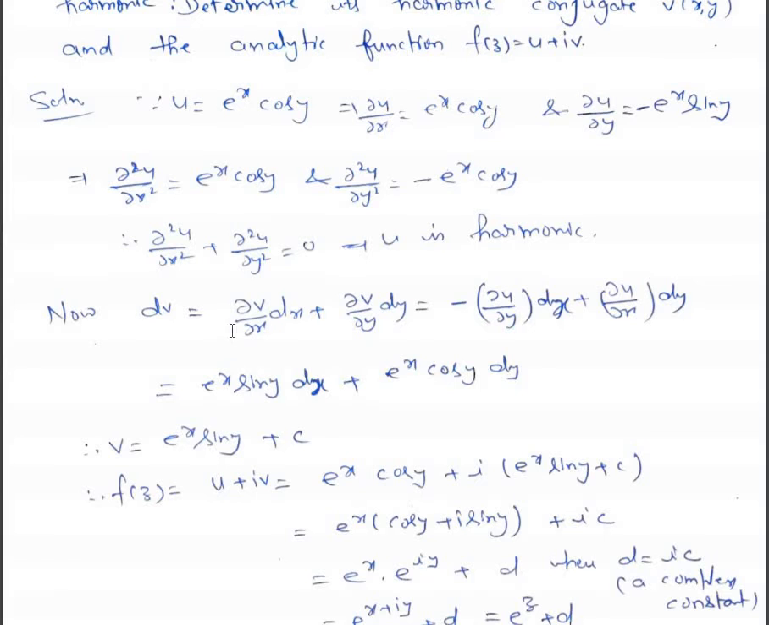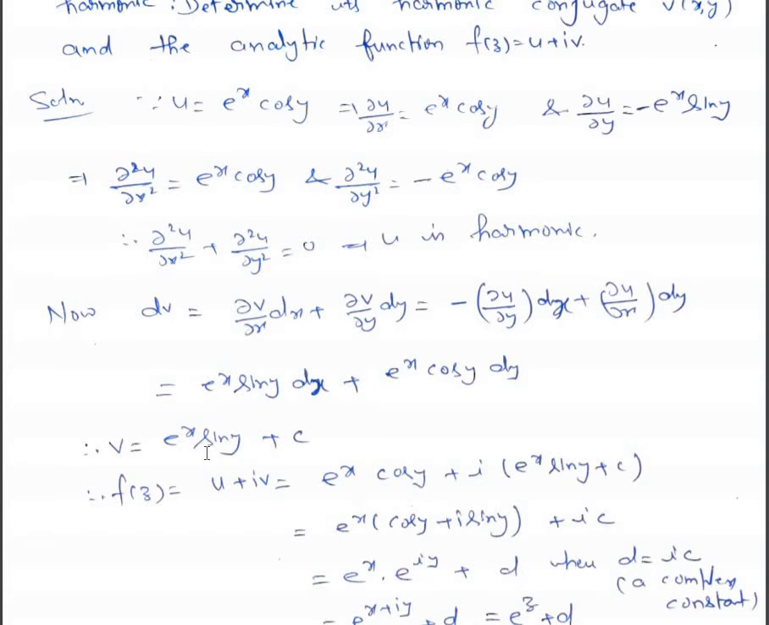So again we write dv as ∂v/∂x dx plus ∂v/∂y dy. Again use Cauchy-Riemann equations, get minus ∂u/∂y dx plus ∂u/∂x dy. Put the values of these partial derivatives: e^x sin y dx plus e^x cos y dy. Integrate it with respect to x, treating y as constant.